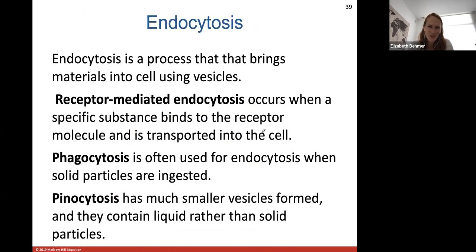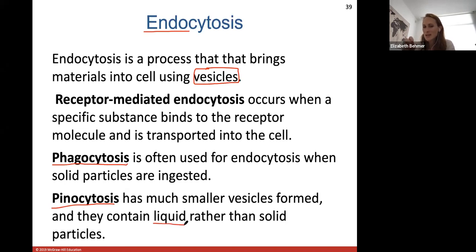Endocytosis and exocytosis. Endo means into, so this is moving something into the cell. It brings a material into the cell using a vesicle, which is like a sac or a bag that moves things into the cell. Receptor-mediated endocytosis occurs when a substance will bind to a receptor and then be transported into the cell. Phagocytosis is often used for endocytosis when something solid is ingested by the cell, so the cell actually eats something. And pinocytosis is reserved for much smaller vesicles that contain liquid rather than solid.